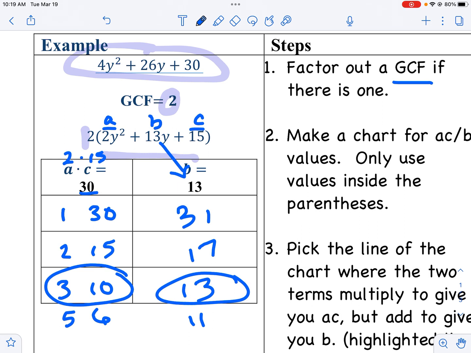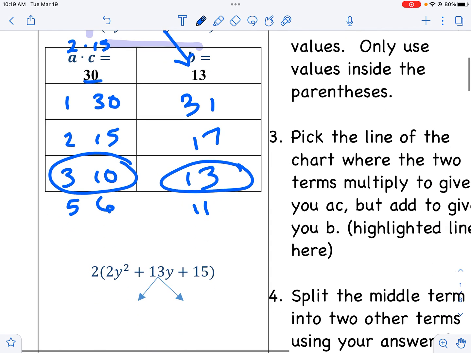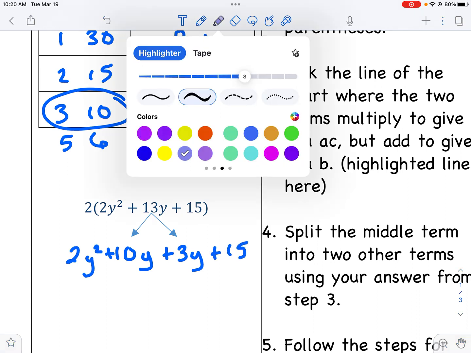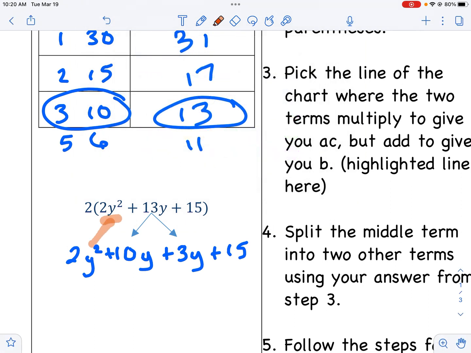Now, unlike the a equals 1 problems, when I have a coefficient that's different than 1, you don't have the normal format of x plus, x plus. So what we have to do is figure out how we're going to make this. So I'm going to go 10y plus 3y, and then I'm going to put this first part, 2y squared plus, and then I have the plus 15. So just so we're clear, this is this, this is this, and then these two together make the 13.